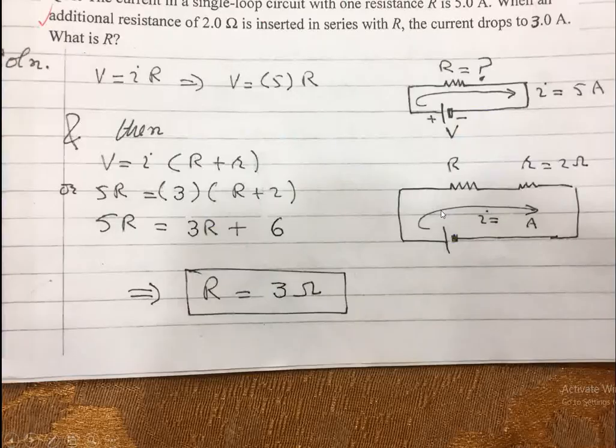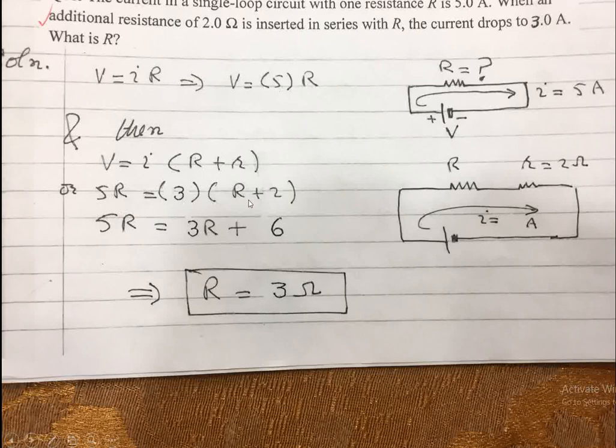Very simple. Let me go to the solution. You can look here very clearly. V is equal to IR, and I is substituted. V is equal to 5 multiplied by R. In the second case, V is equal to I multiplied by R plus r. I is 3. R is the initial resistance. Small r is the new resistance, 2. And this voltage we have already calculated, 5R.